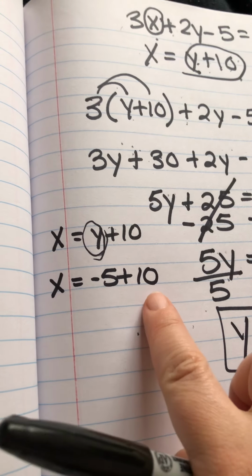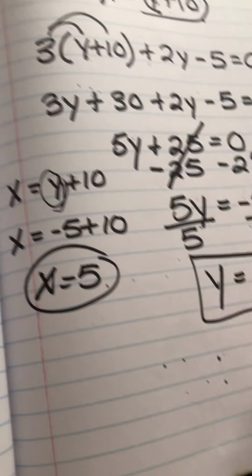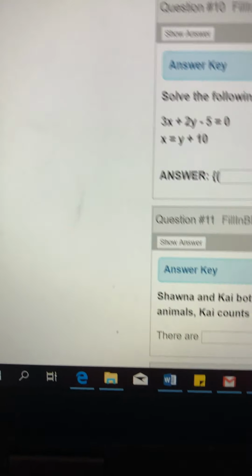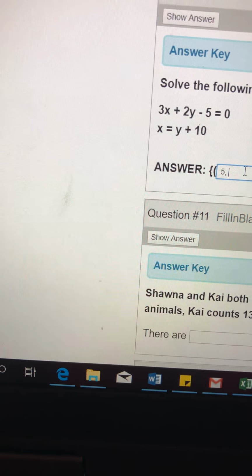Well, negative 5 plus 10 is going to give me a positive 5. So my answer should be 5, negative 5. And the way you type that in is just to say 5, comma, negative 5.